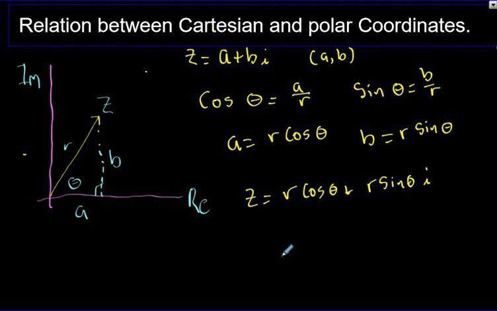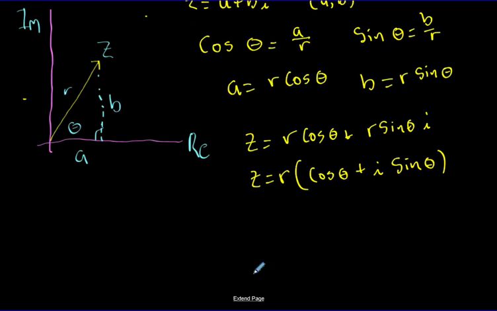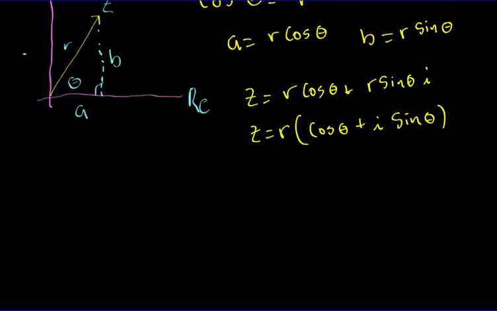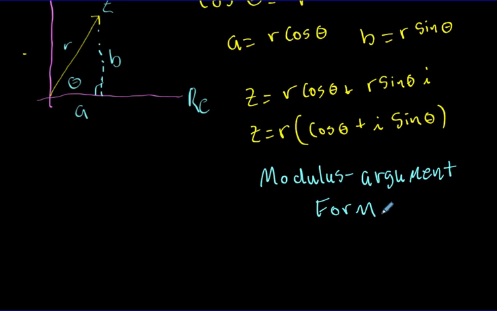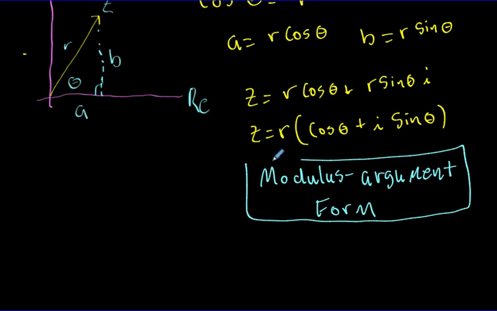i. And then we can factor out the r, and then we have cosine theta plus i sine theta. Good. And this is what we call our modulus argument form. Modulus argument form is this guy right up here.